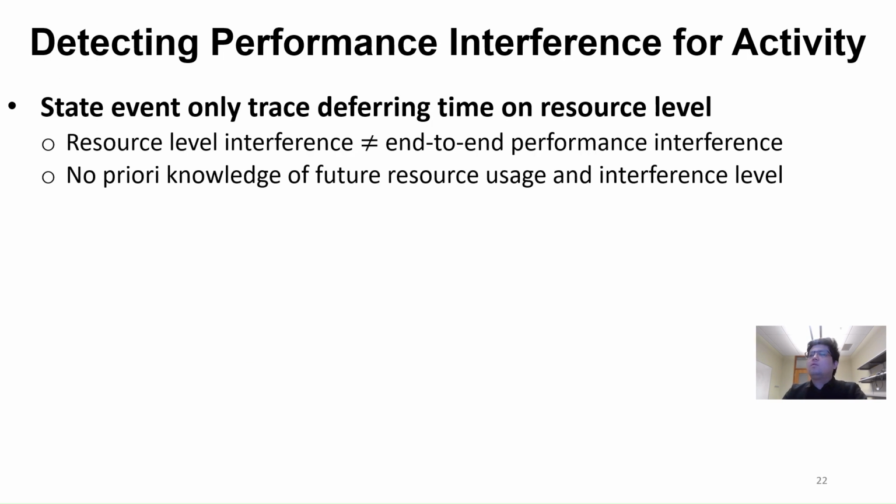While state events allow us to determine if a task is deferred by a resource, this information alone is insufficient for detecting intra-application performance interference. Resource-level deferral is a low-level detail that is not equivalent to end-to-end application performance. To effectively detect intra-application performance interference, we require a method to bridge the gap between this low-level resource usage information and the high-level end-to-end performance.